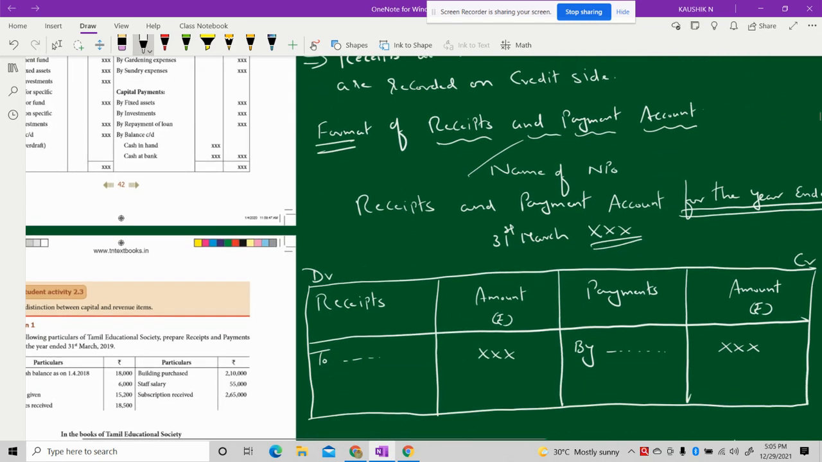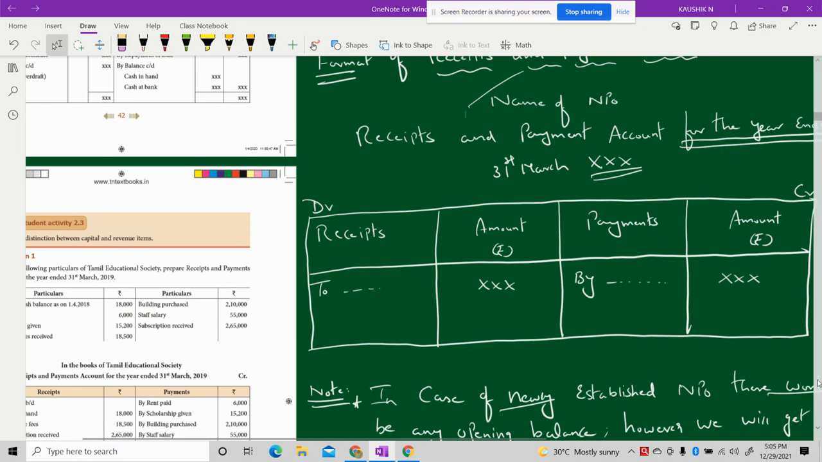And of course, the debit side is for the receipts and the credit side is for the payments. Whenever you record any item on the debit side, it must have the word 'to', and on the credit side it should bear the word 'by'. 'To' should be recorded for those items which will find a place on the debit side of the receipts and payment account, and 'by' will be recorded on the credit side of your receipts and payment account.